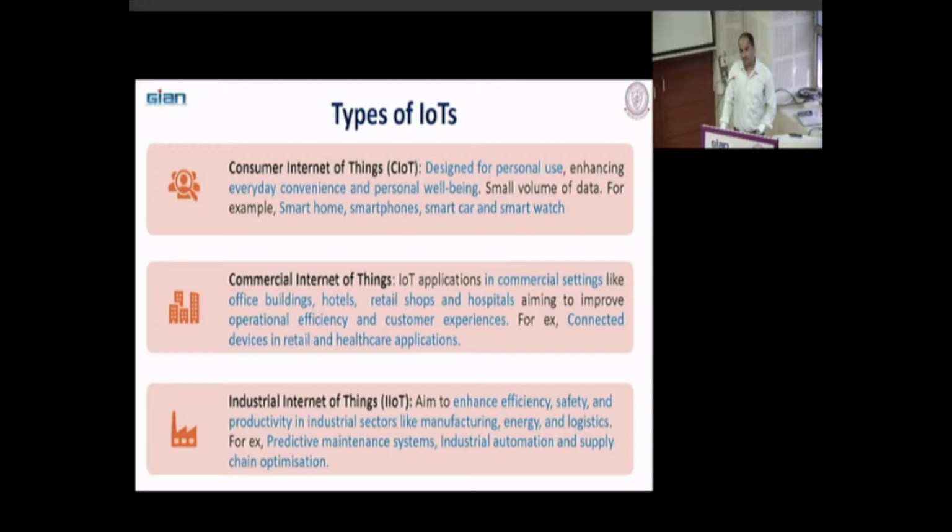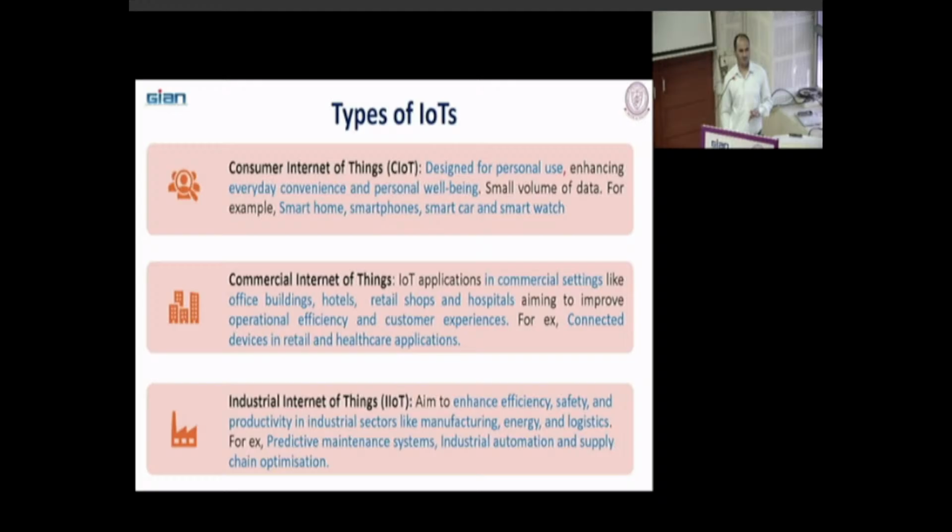So types of IoTs, do you know? There are types of IoTs as well. So what are those types of IoTs? Broadly there are 3 different types of IoTs. What are those IoT types? Consumer Internet of Things. What does it mean? Its name suggests that. Consumer Internet of Things.